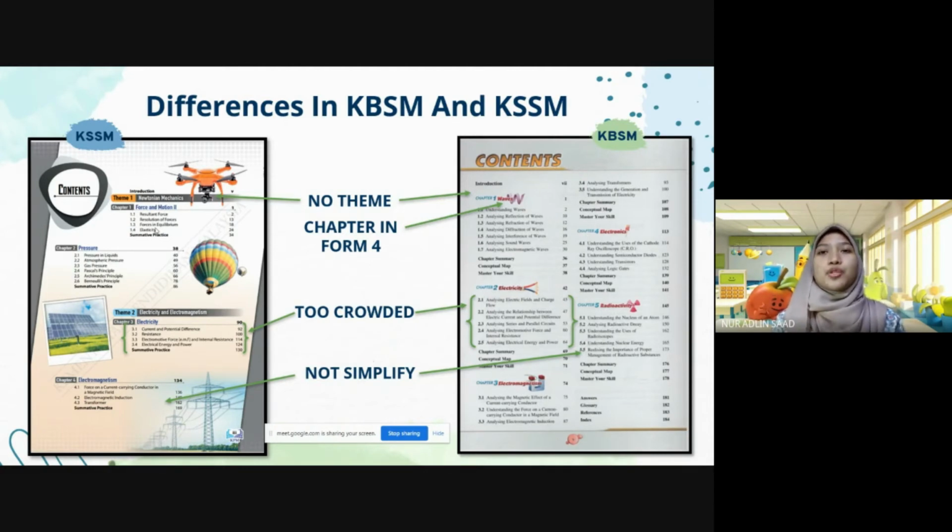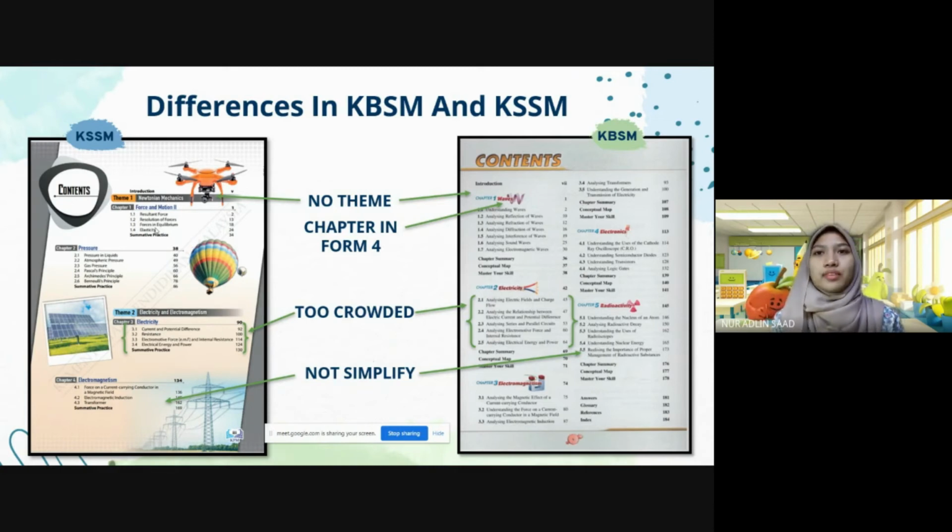Why? The chapter of waves is supposed to be in Form 5 under the theme of waves, light and optics. But here we can see that the other chapters and waves are not under the same roof of the whole content in KBSM. What I mean is waves is under optics, under light and under waves, but electronic and radioactive are under the same roof, which is applied physics.